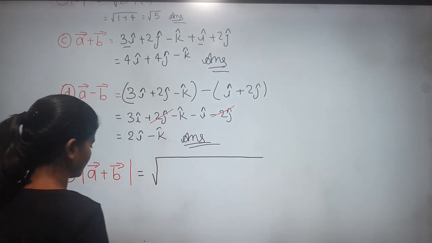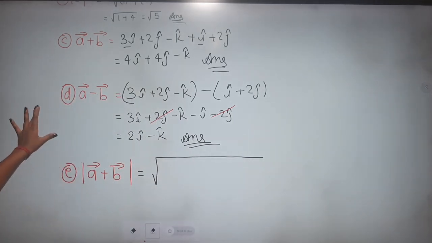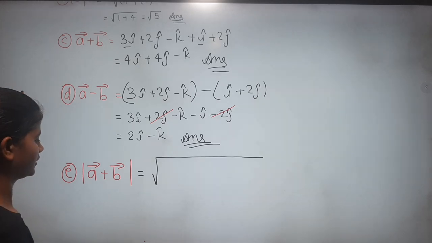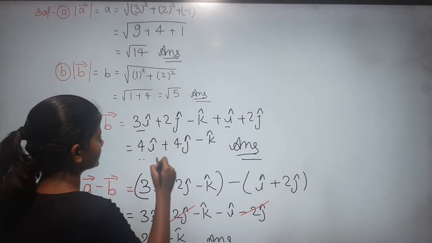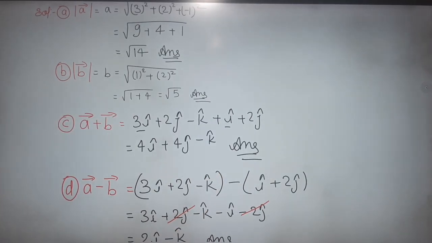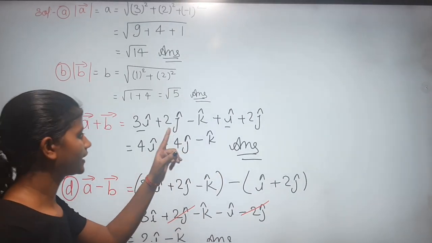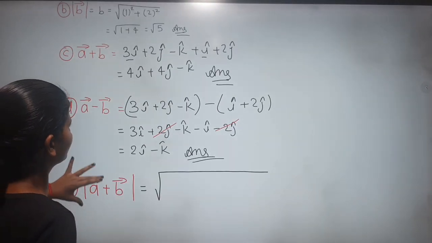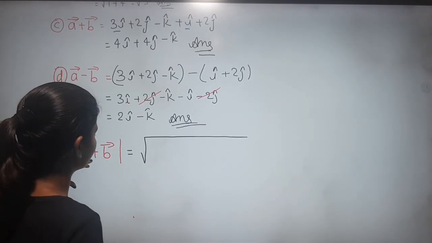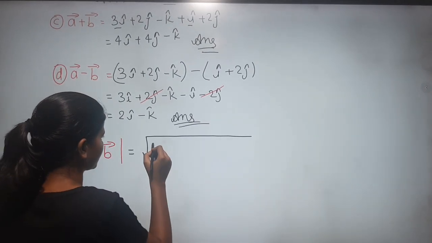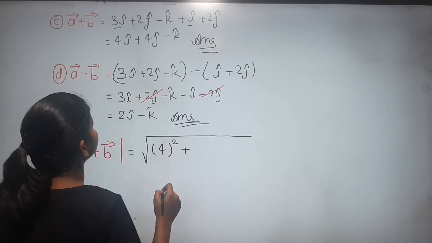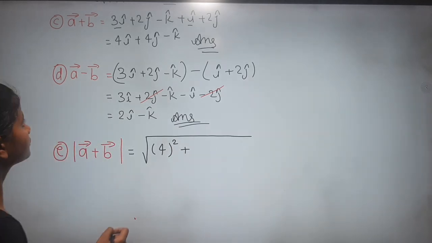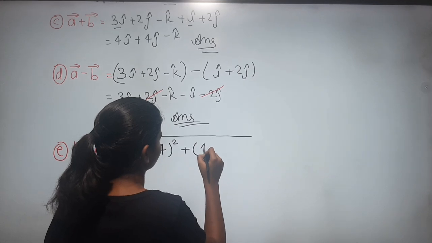Root under a vector plus b vector. Here we had already found a vector plus b vector. That is 4i cap plus 4j cap minus k cap. So we can write the square of the coefficient of i cap, that is 4 square. The square of the coefficient of j cap, that is 4 square.